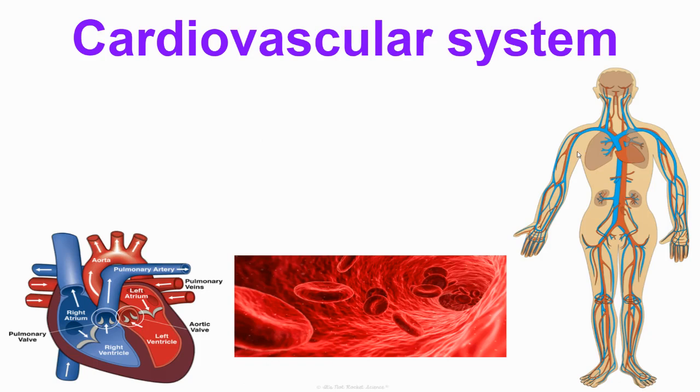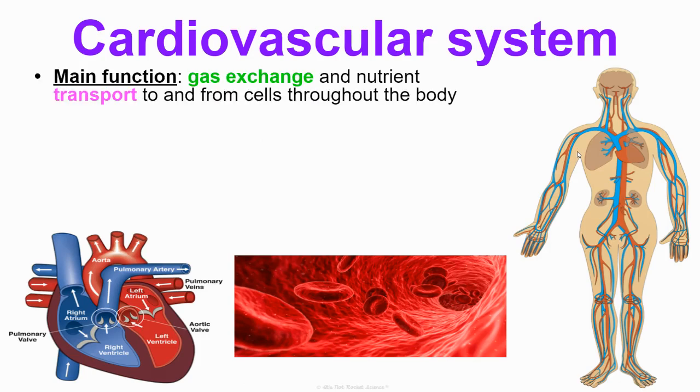Okay, next up we have our cardiovascular system, and this is a system that's involved in transport. It helps bring in gases from the lungs and transport them around the body, and then pick up that CO2 from the cells of the body and return it to the lungs so it can be exhaled. And then also nutrient transport as well.